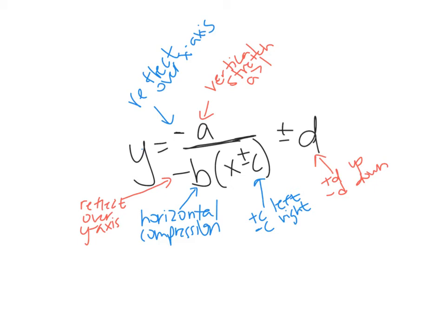Okay, so again, this is a refresher of your transformation rules. Notice same rules still apply. We just have a different parent function we're applying that to. We're applying that to the rational function. So let's go ahead and do some examples.